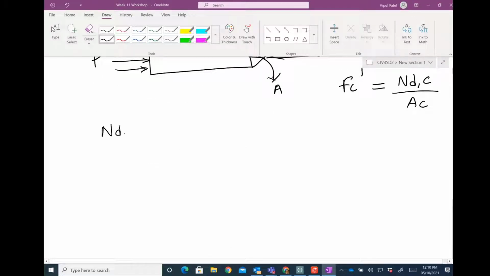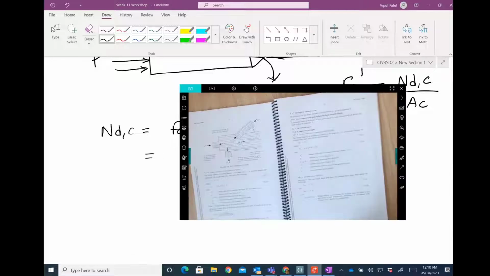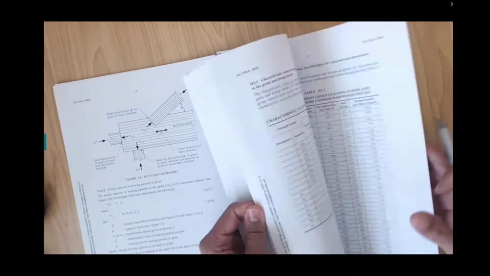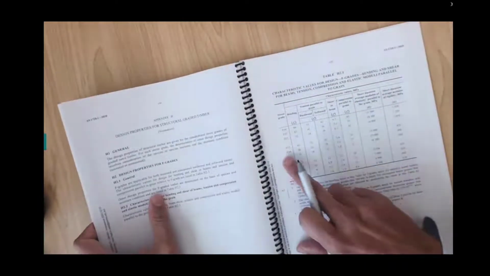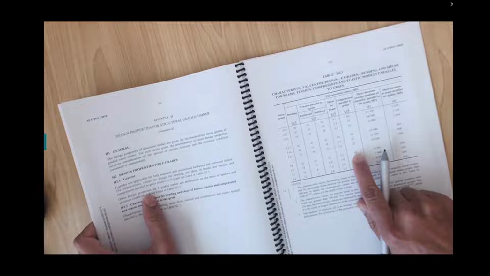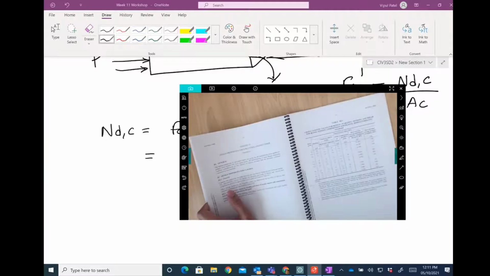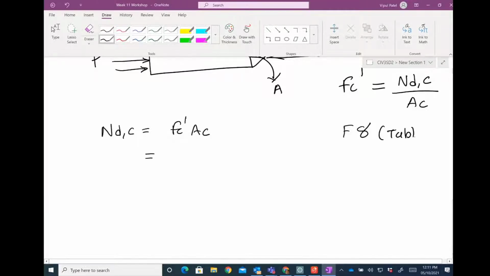So if I want to calculate N_dc based on our basic engineering equations, it would be f'c times Ac. And because the grade F8 is given, you can go to the appendix. In the appendix, for F8 grade, f'c would be 18 megapascals, given in table 2.1. So f'c will be 18 megapascals, which is Newton per millimeter square, times the area.